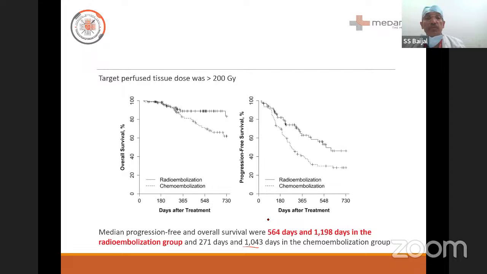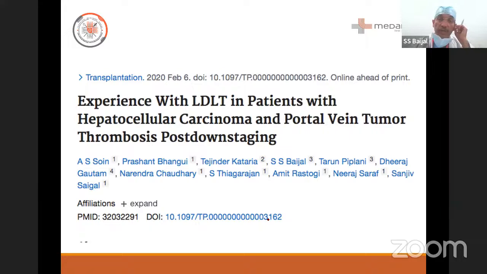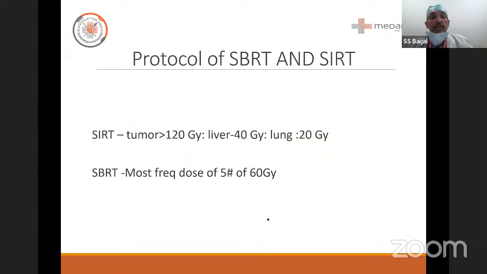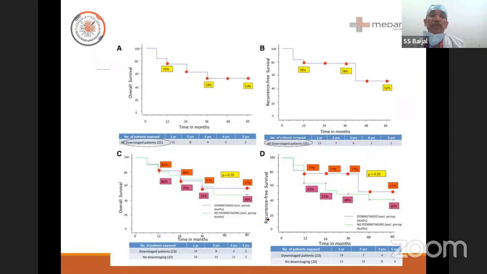And similar is our experience, and we wanted to actually build a strategy where we were aggressively trying to downstage patients to curative intent. In our experience that we published 2 years ago, we had a protocol of giving SIRT. We also added SBRT to the portal vein tumor thrombus. So we tried to give a double hit to the portal vein tumor thrombus, the reason for upstaging of these patients, trying to pull them down with a downstaging strategy to enable them to undergo transplant. So if these patients were downstaged and then they went to transplant, we had half the patients surviving at 5 years.